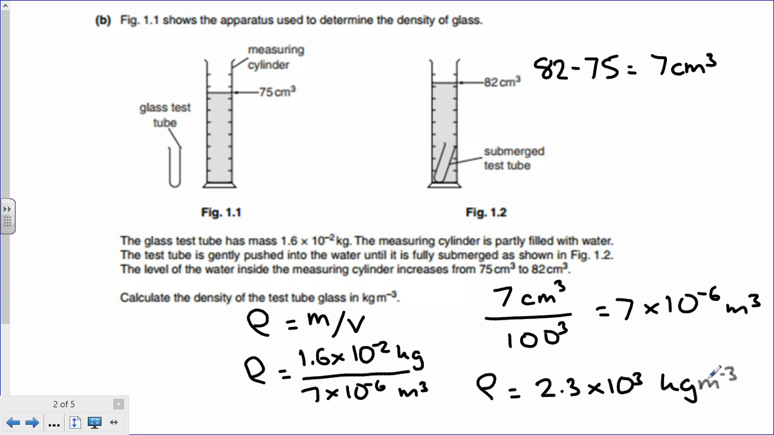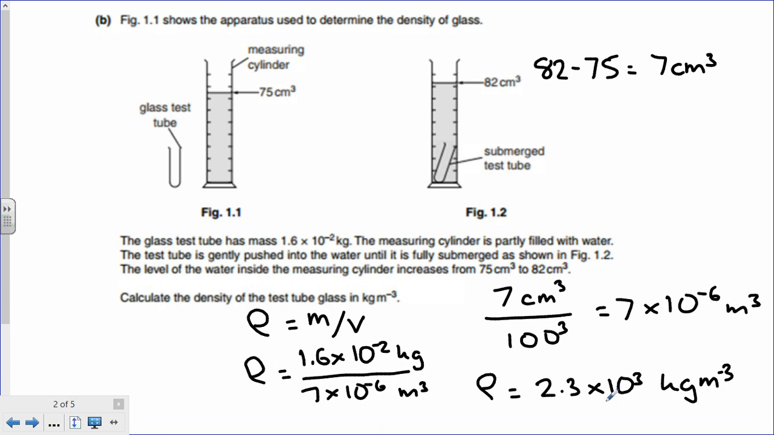That means per cubic meter. And again, like I said before, you could just put a forward slash and that's fine, because that's what forward slash means, per cubic meter, but it is more conventional in physics to write it like that. Okay, so 2.3 times 10 to the 3. 10 to the 3 is 1,000.